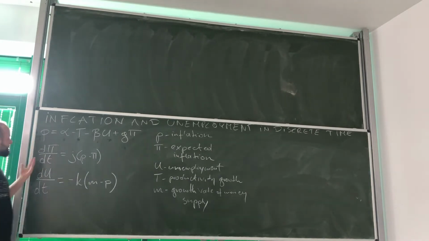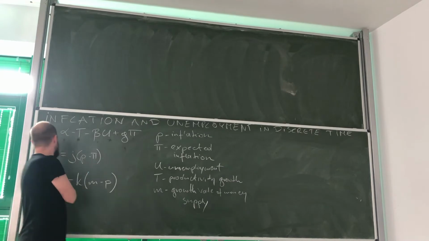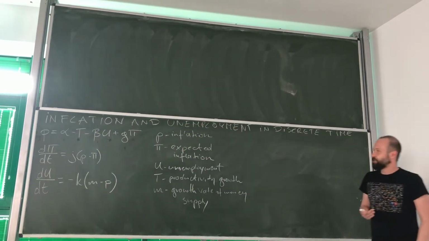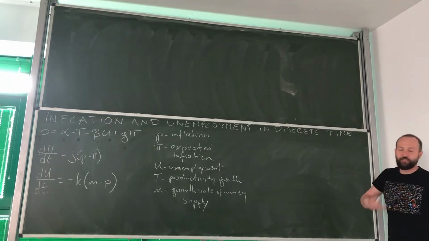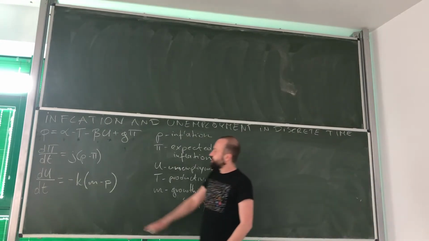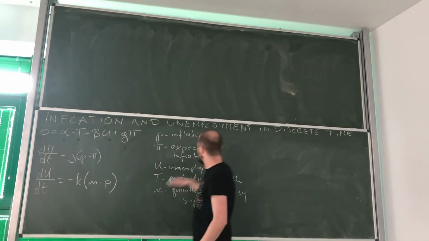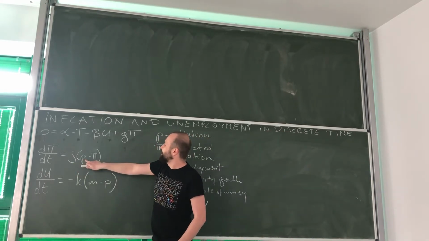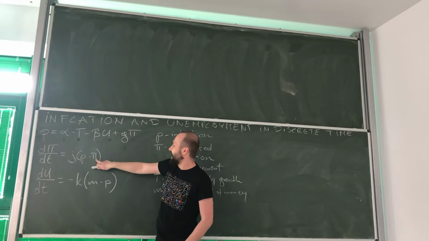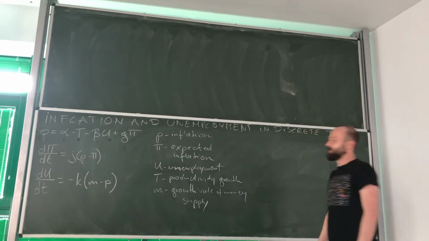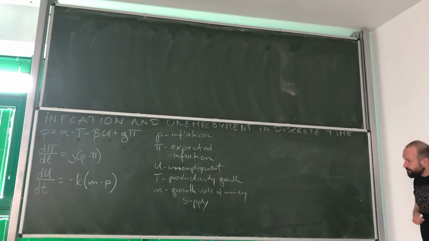Okay, then we've got a second equation. The second equation is telling us how expectations about future inflation are formed. And we assume the change, so the derivative of expected inflation, is equal to the difference between actual inflation and expected inflation times some positive parameter J.